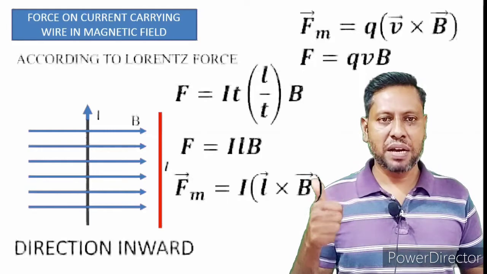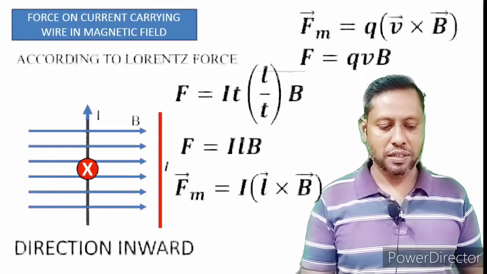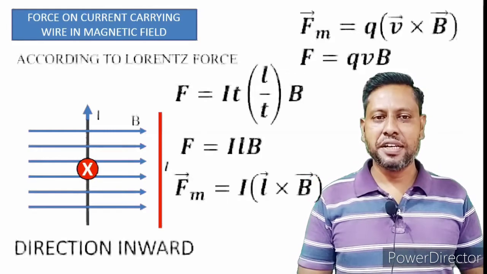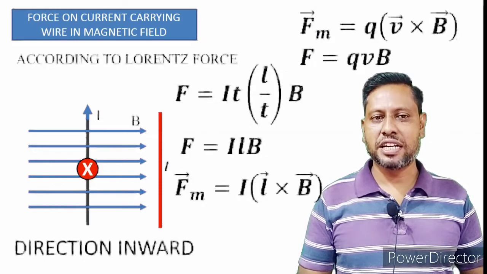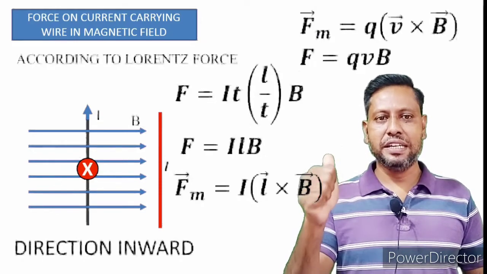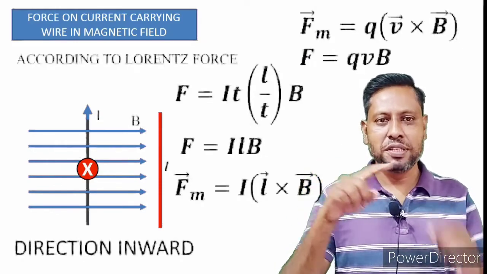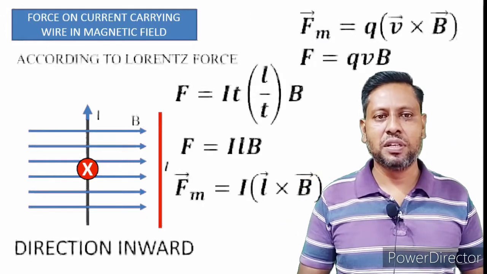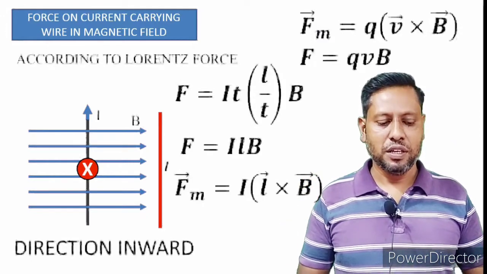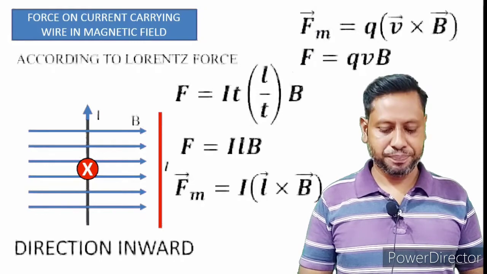You can see in the diagram I am showing a cross mark. That is indicating the direction. That cross mark stands for the force being inward, into the plane of this diagram or this frame. So in this way we can find the force acting on the current carrying wire or current carrying element. So I think this is okay for this article.